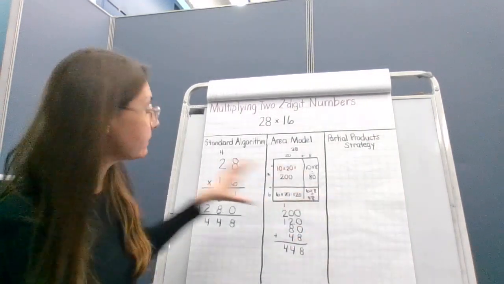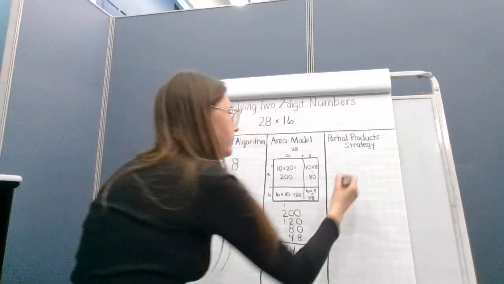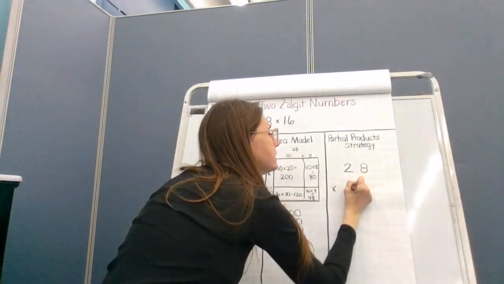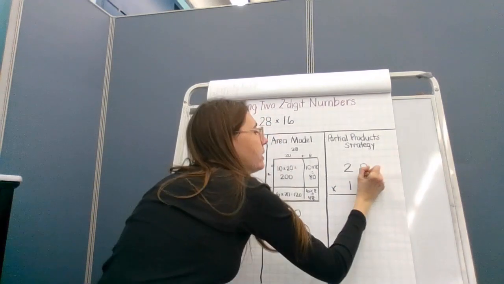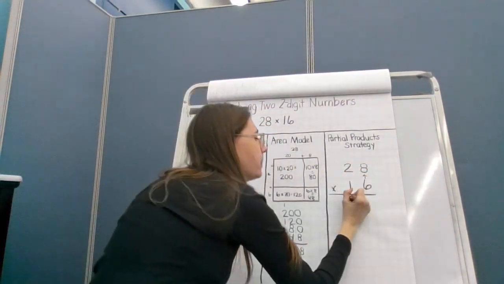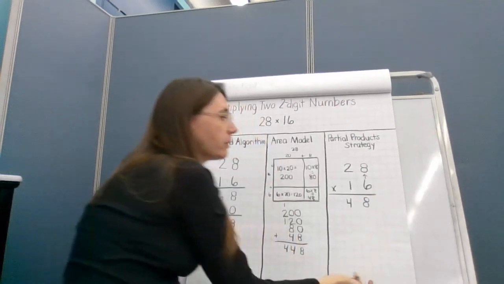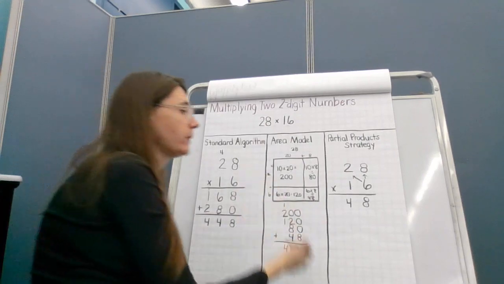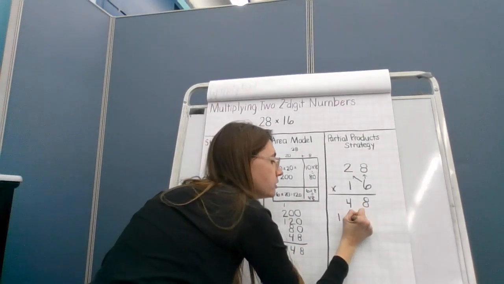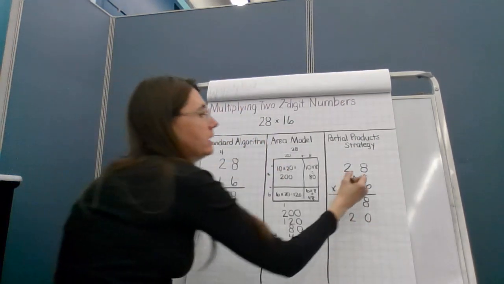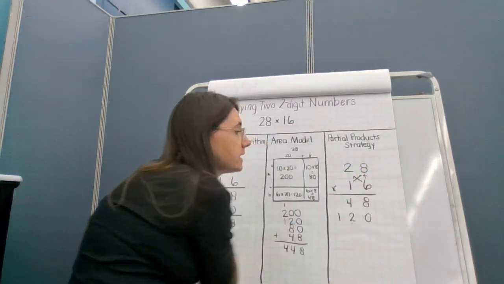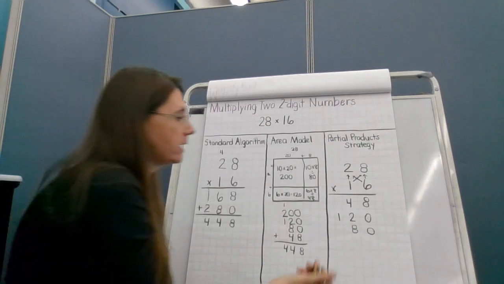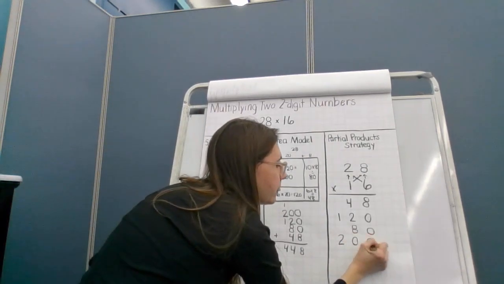This strategy right here is similar to this one. We're just going to stretch it out and we're going to have more steps. So we're going to start with 28 times 16. We're going to start by multiplying the 6 times the 8. That's 48. Now we're going to do 6 times the 2. That 2 is in the tens place, so it's going to be 6 times 20. 6 times 20, we already found out, was 120. Now we're going to do 10 times 8. 10 times 8 is 80. And then 10 times 20. 10 times 20 is 200.